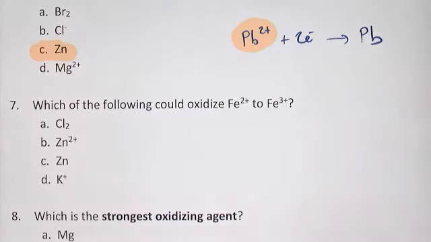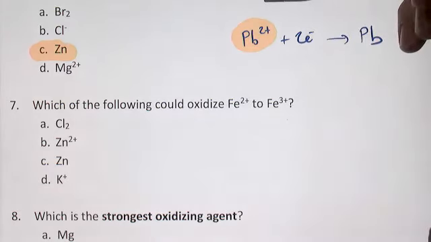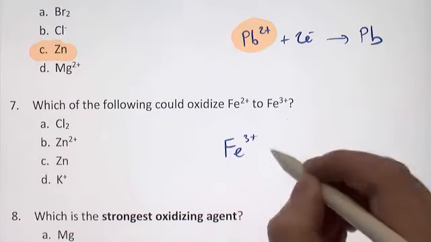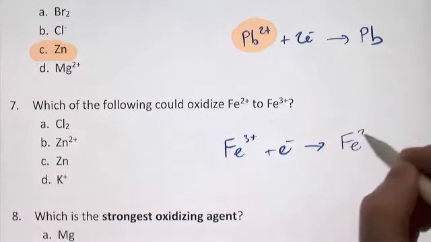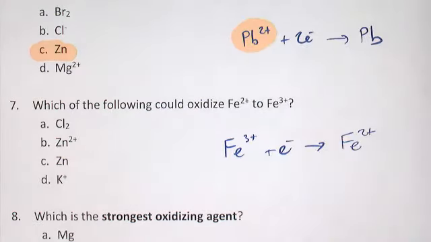Which of the following could oxidize Fe2 plus to Fe3 plus? Well, my chart is a reduction chart. So I'm on my chart, I'm going to find this reaction, aren't I? That's the reaction that's going to be on my chart. But what do I want to react with this? I want the Fe2 plus to react, don't I? And the Fe2 plus is on the right-hand side. So what would it react with? Something on the left side and above it, right? So which of these would it react with?